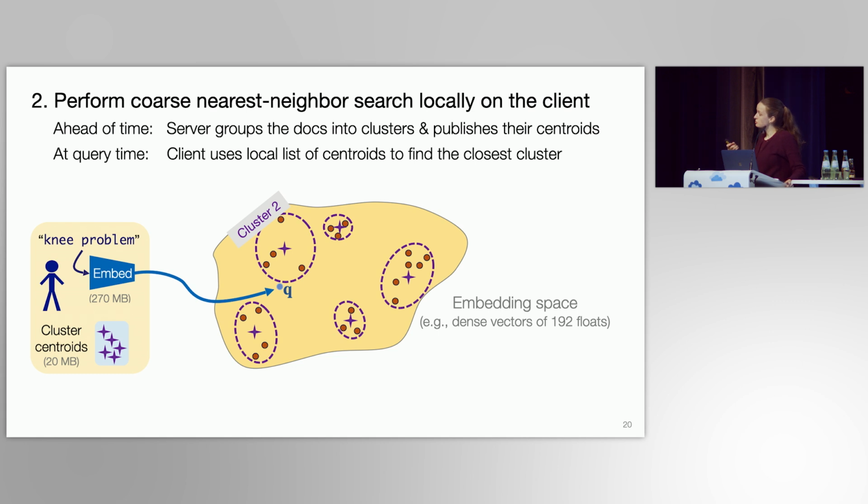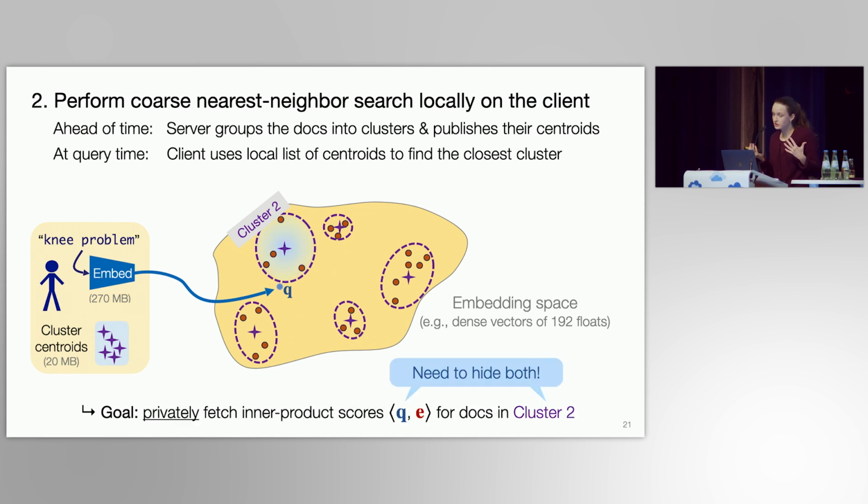And now, when our user makes a query and builds its query embedding, our user can just use its local cache of cluster centroids to figure out which cluster is closest to its query. So here, for example, cluster 2 is the closest cluster to the user's search query. And so now what we're going to let our user do is privately search over the contents of cluster 2. So our user is going to fetch the inner product scores of its query embedding q with all of the embeddings of documents in cluster 2.